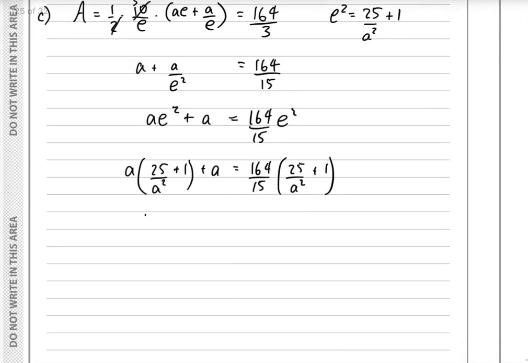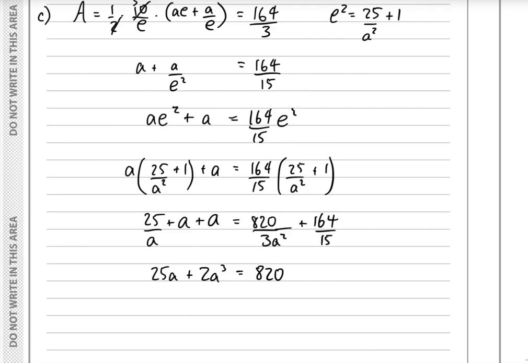That gives me 25 over a plus a is equal to 820 over 3a squared plus 164 over 15. I'll combine those two a's into 2a and multiply everything by a squared. So here we get 25a. The two a's here become 2a cubed. This is 820 over 3, and this is 164a squared over 15. Now we need to get rid of that 15.